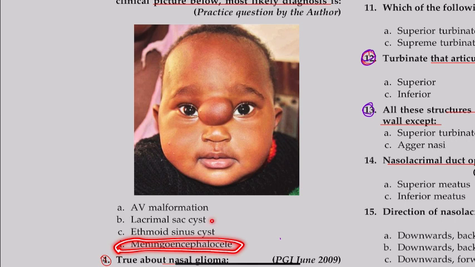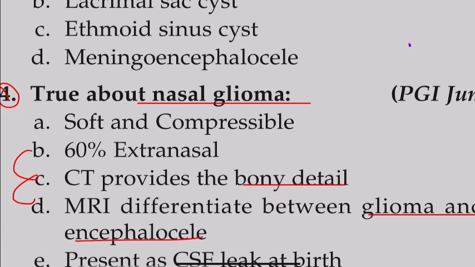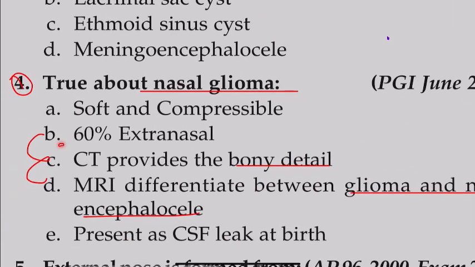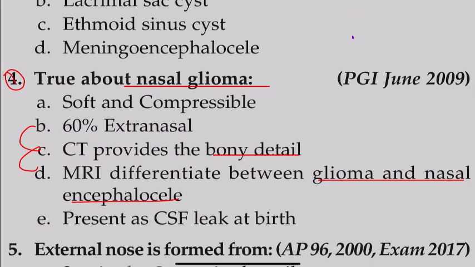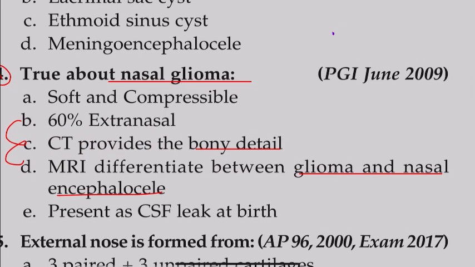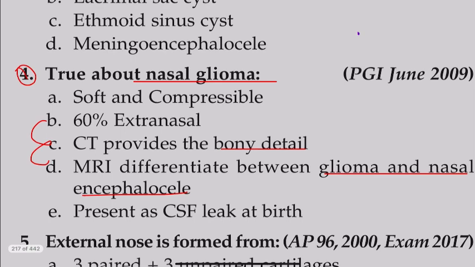Now, a lacrimal sac cyst occurs as a compressible swelling near the medial canthus. An ethmoid sinus cyst presents as a swelling at the medial quadrant of the orbit, pushing the orbit forward and laterally. Next, true about nasal glioma: 60% are extranasal, CT provides the bony detail and MRI differentiates between glioma and nasal encephalocele.